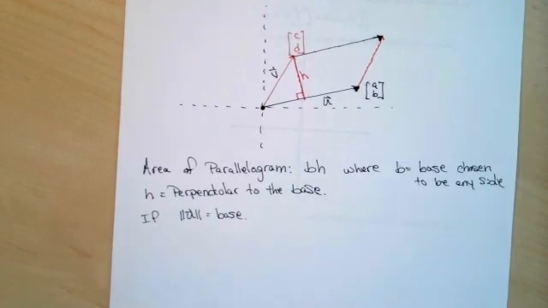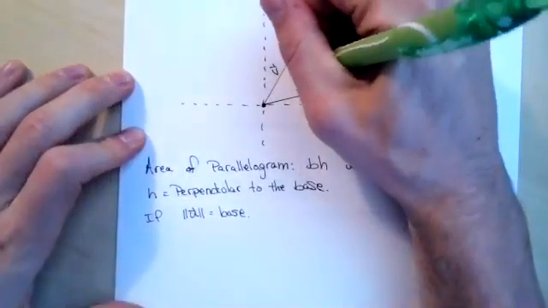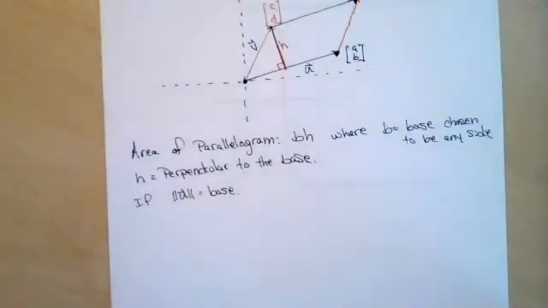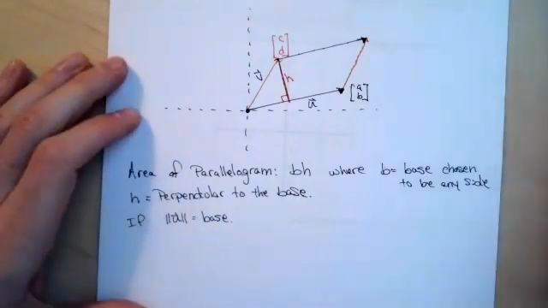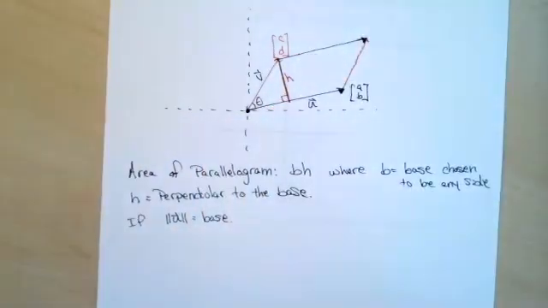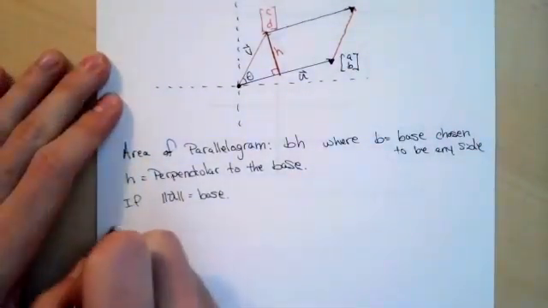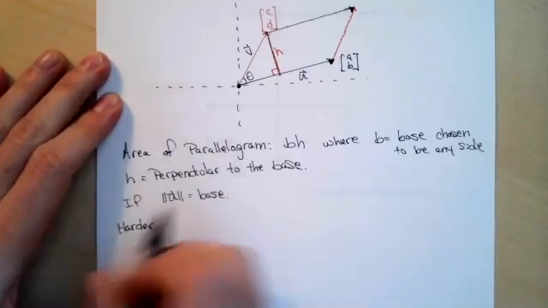So maybe I should have made that a different color. Let's make the height green. Or I guess it'll just stay red. Can't really tell the difference on the video. So how do we find that? Well, there's a couple things to do. So I'll give you the hard way as the homework assignment. It's not hard though.